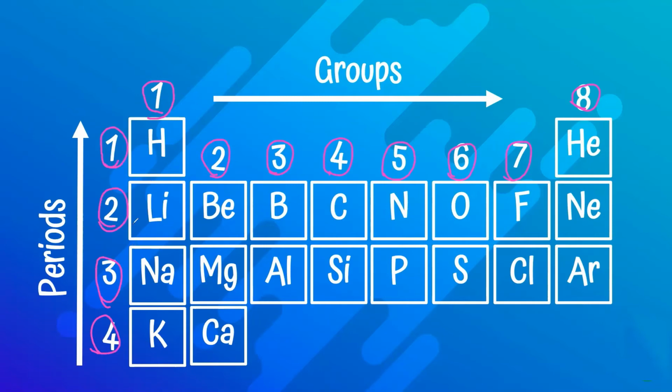So what is the element in group number 5, period 3? Phosphorus. What is the element in group number 8, period 2? Neon. So let's move to other parts.